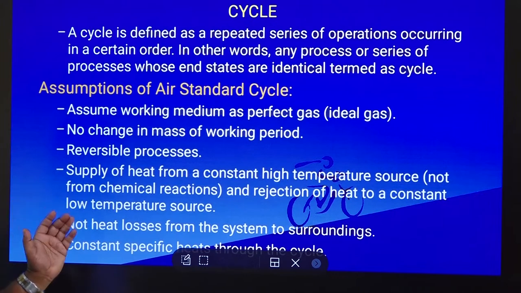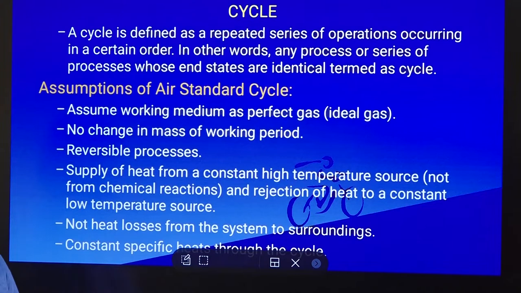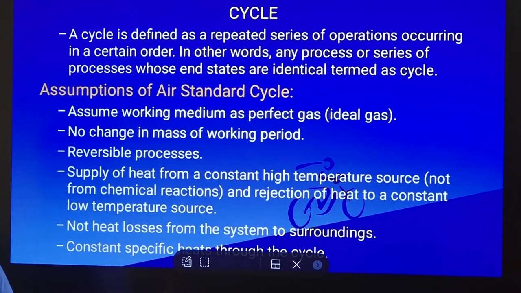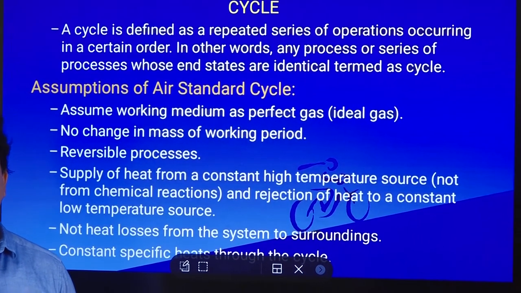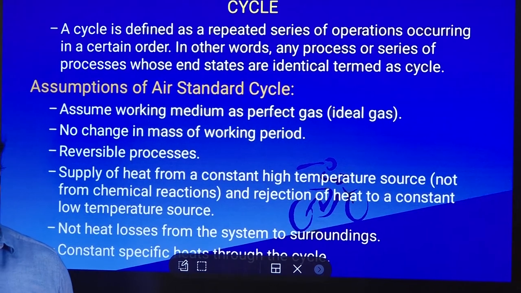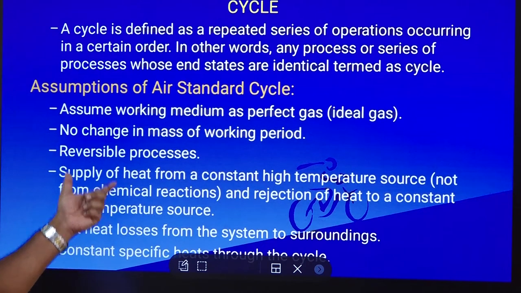And what are the assumptions that are made in air standard cycles? It should be a perfect gas, that means it should obey all the gas laws. The mass entering the engine cylinder remains the same throughout the working period. That is, m is kept constant, but that is not at all possible. And the process is reversible, so once you stop at any place, it reaches back through the same path by which it came. That is also not possible, but we assume it comes under the air standard cycle. So those are the assumptions.